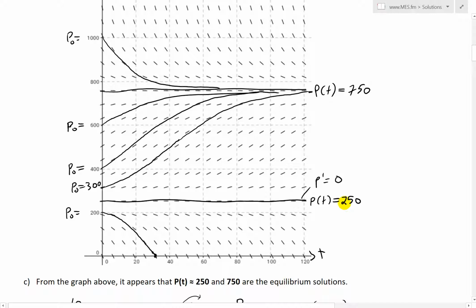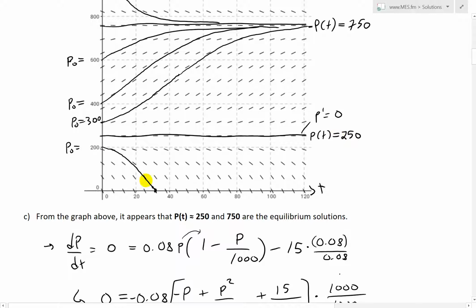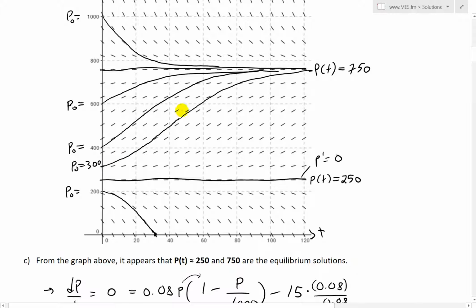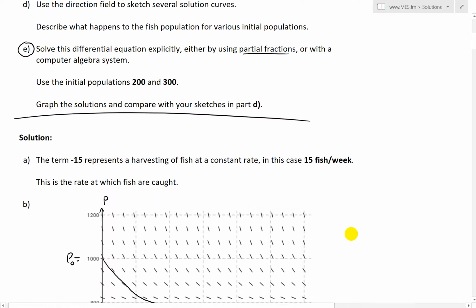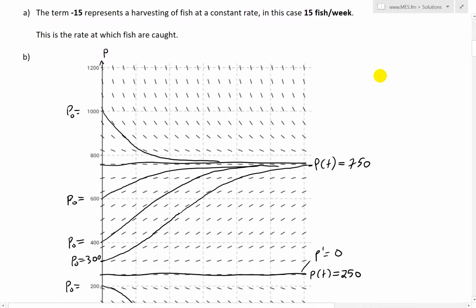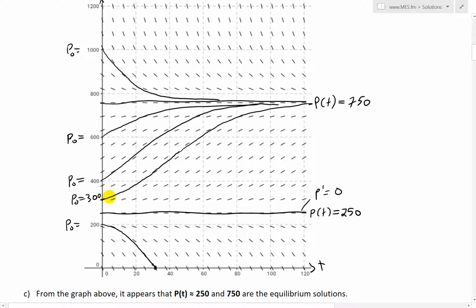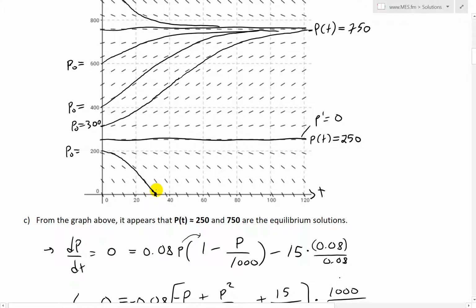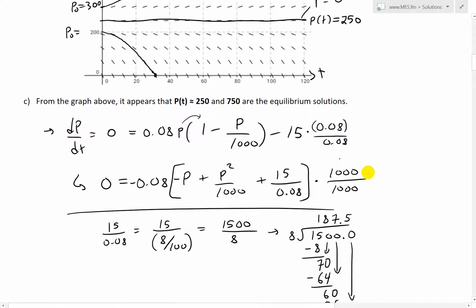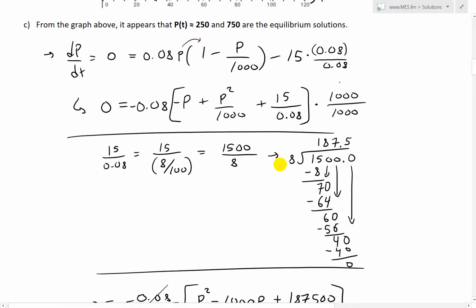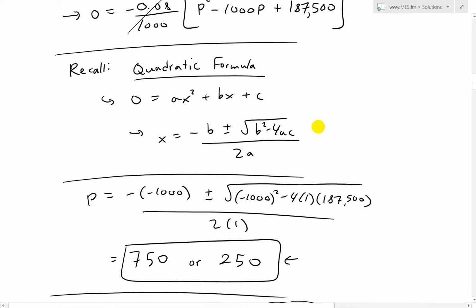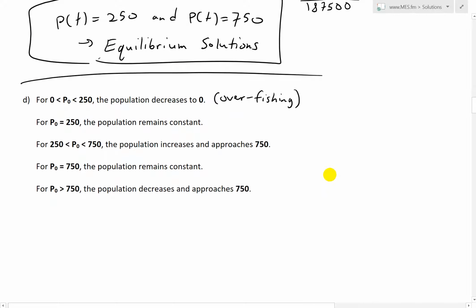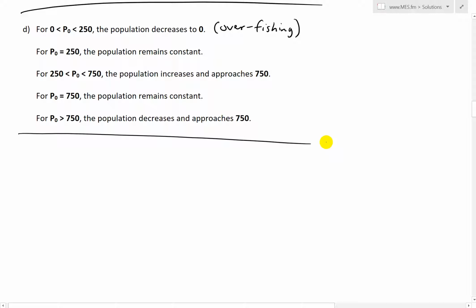We had equilibrium solutions at 250 and 750, which are flat lines. And when you start below 250, it goes something like this. And the other one is going to go up like this for 300. In part E, we're going to look at initial populations 200 and 300, in which we expect the solution should go up like this and then level off at 750. But if it was at 200, this would go to 0. In other words, that's overfishing. So from the graph above, again I solved those 250 and 750, and that's just part D. These are all from the previous video, so make sure to watch that. So let's look at part E.